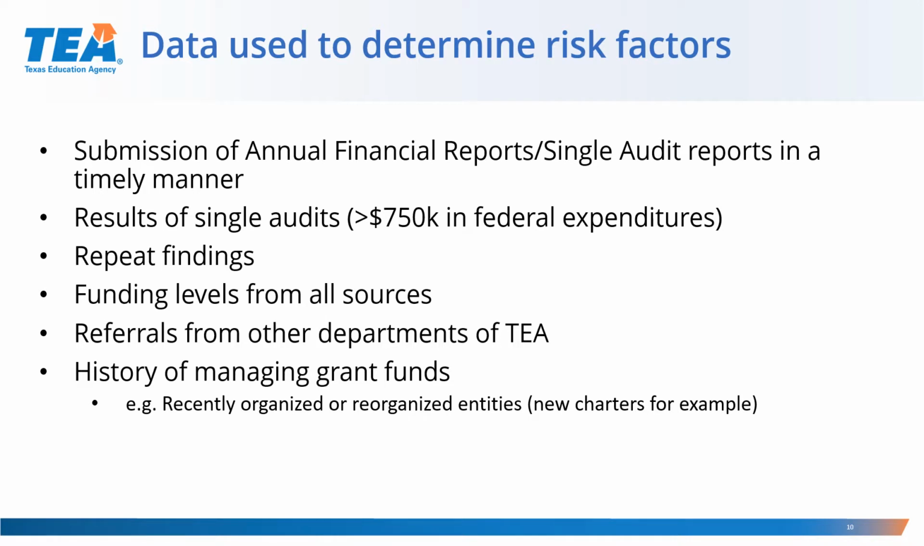For example, if a finding is a repeat finding from a previous year. Entities with a large portion of their expenditures from federal funds are awarded risk assessment points. If another TEA department refers an entity to FFM during the risk assessment process, we award points for those referrals. And finally, the entity's history of managing grant funds is considered.